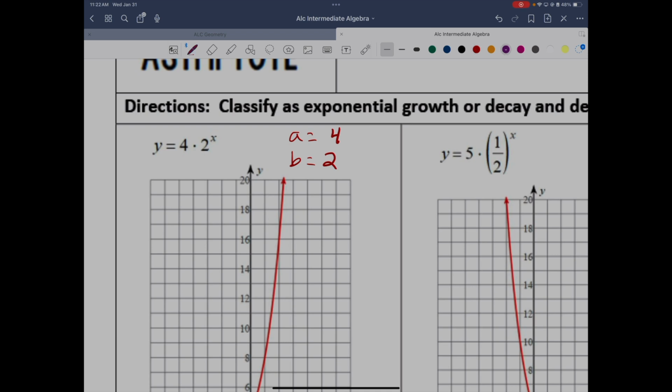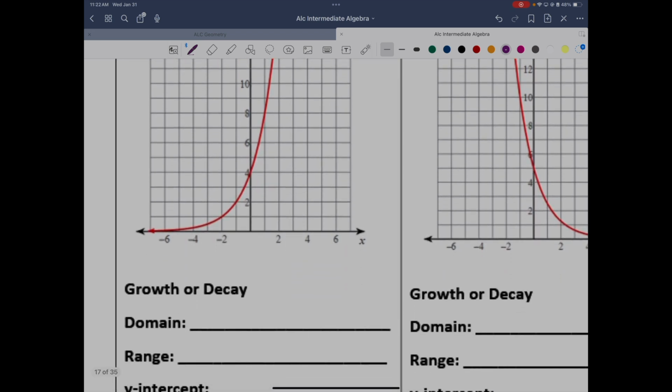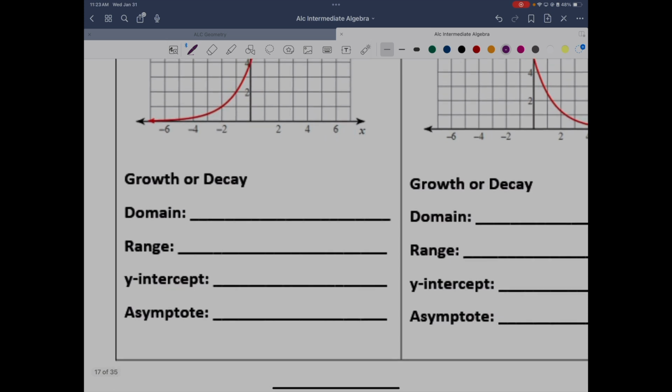Our key today is going to be this B value, because that B value tells us if it's exponential growth or decay. You don't even need to look at the graph, although the graph is going to be there today. If that B value is bigger than 1, it's growth. If that B value is a fraction, it's decay. So our B value in this case is 2. It asks us first, is this growth or decay? So this is a growth graph, so we're going to circle growth. It's going upwards.